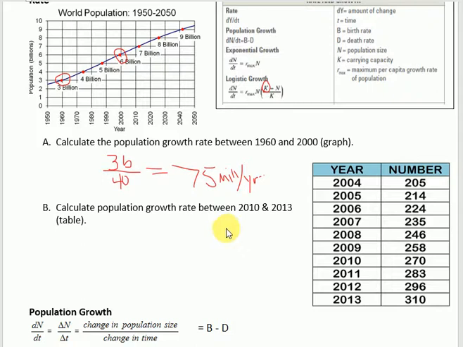And then it says calculate the population growth rate between 2010 and 2013. So we can tell that we've got 3 years, so we know what our time is. And then we need to just look at the difference between 2010 and 2013 over here. So that looks like a difference of 40. So it is 13.3 individuals per year.